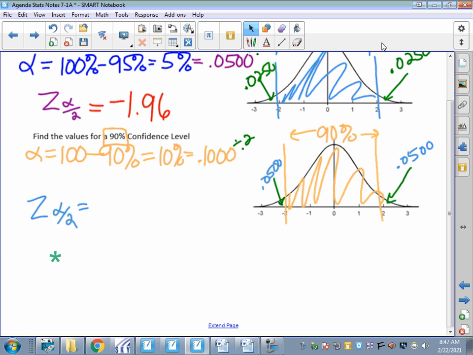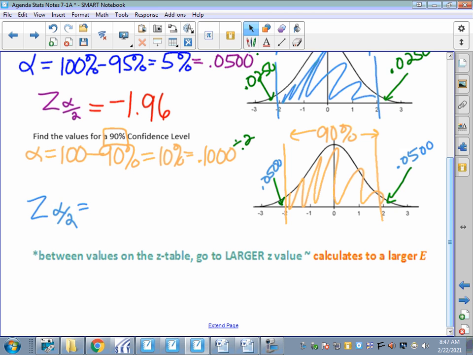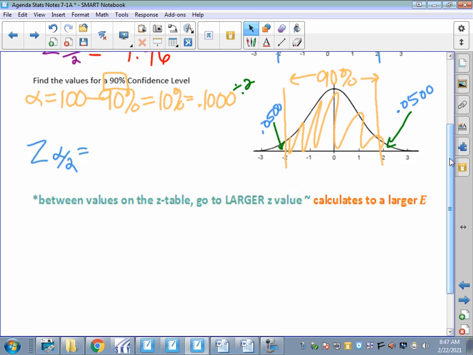So I'm going to find 0.0500 on the negative side of my table. Jump into your table, and it's directly in between two values. I'm sorry to confuse you or change it up on you. Because we are calculating margin of error, if you are between two values on your z-table, go to the larger z-value. We've only gone to the smaller until now, but we're going to go to the larger value because when we do the calculations, multiplying by a larger number gets us a larger margin of error. Just a little more squeak room in our confidence interval.